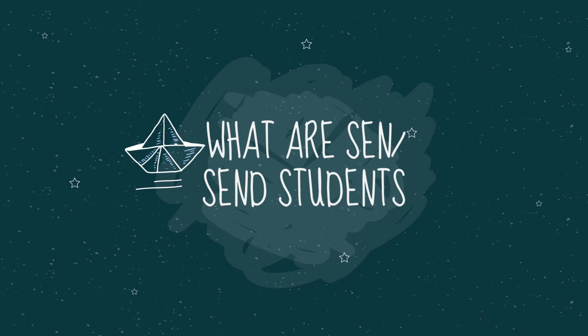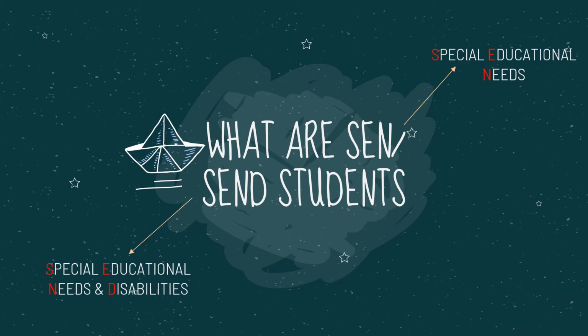So first, let's start with an explanation. What does SEN stand for and what does SEND stand for? Now, both terms are used interchangeably, so they're basically the same thing. SEN stands for students with special educational needs, and SEND stands for students with special educational needs and disabilities. So as the name states, students who have a specific kind of challenge when it comes to learning, or they have a specific kind of disability that hinders the learning process, and you need to cater for them.